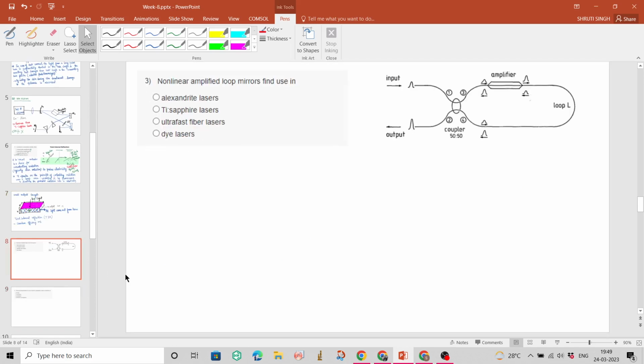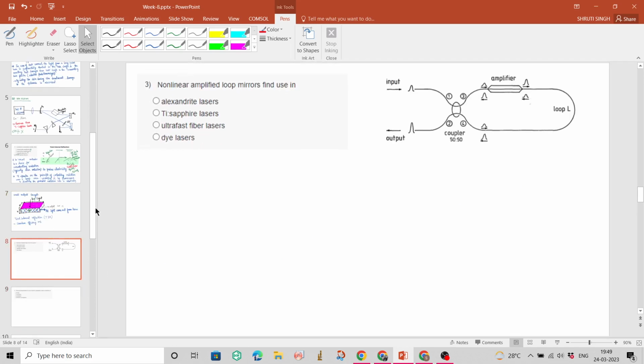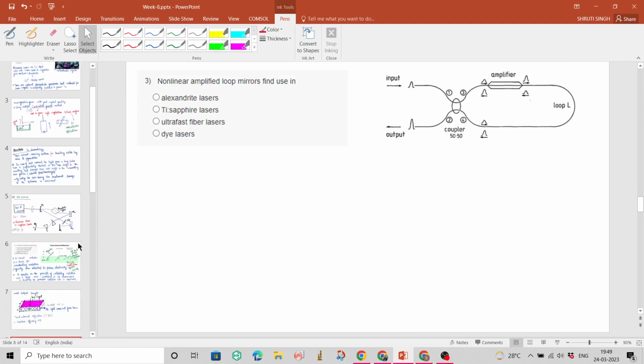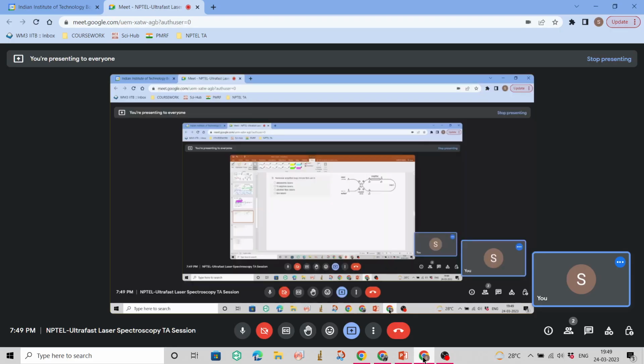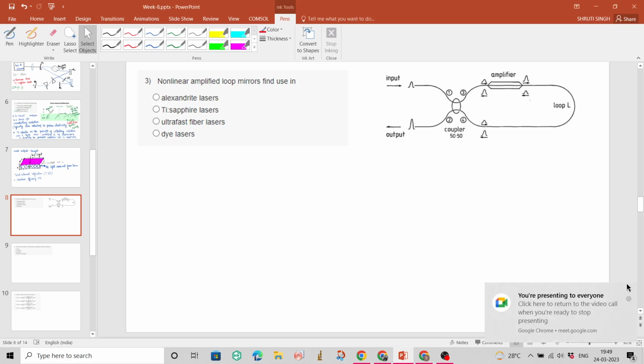So let's move to the next question. Question 2 is about nonlinear amplified loop mirrors. They find use in Alexandrite laser, titanium sapphire laser, ultrafast fiber lasers, or dye lasers.